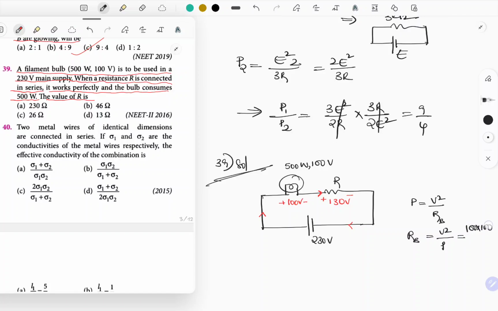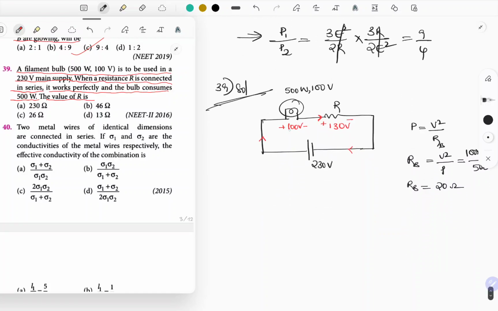100 into 100 divided by 500. It will get cancelled out. Then R, bulb resistance, is equal to 20 ohms. So we know voltage across that bulb is 100 volt and resistance is 20 ohm. We can find out the value of current flowing through that.